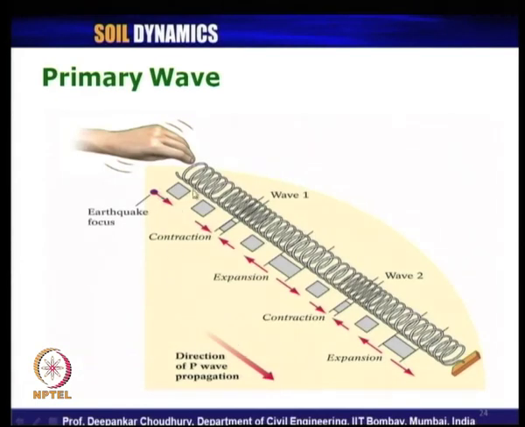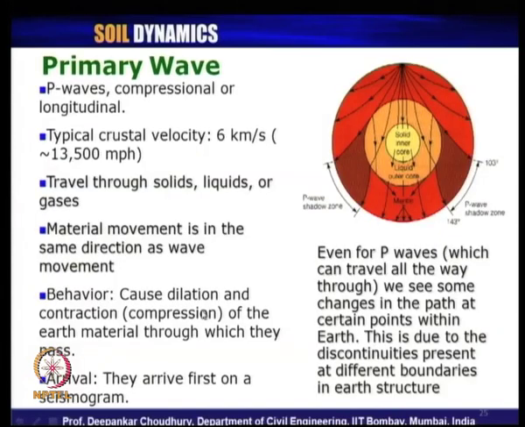So, this is the basic nature of the primary wave. When it travels through a medium, we have seen that when the earthquake focus is there, the wave is traveling in this direction, this is the direction of P wave propagation. The sequential contraction and expansion of the medium takes place. That is why it is also called a compressional wave, primary wave or P wave.